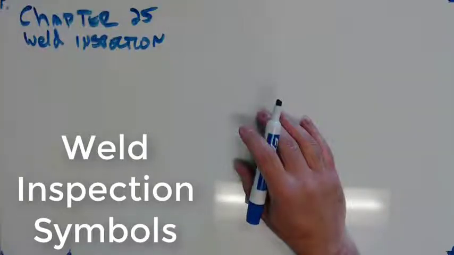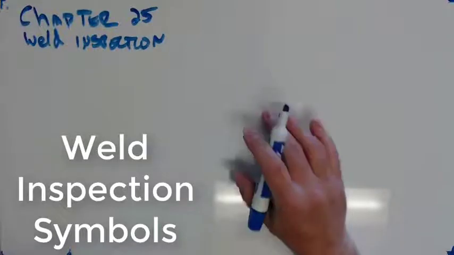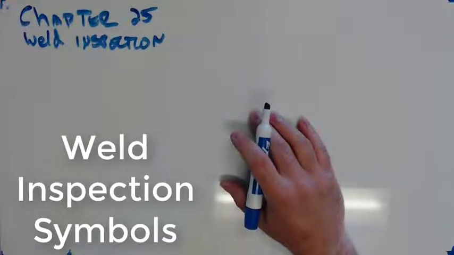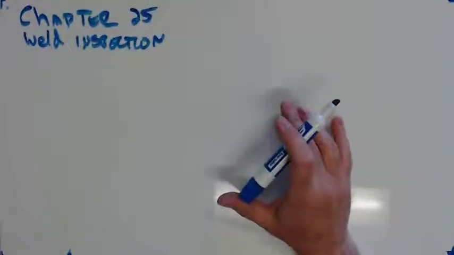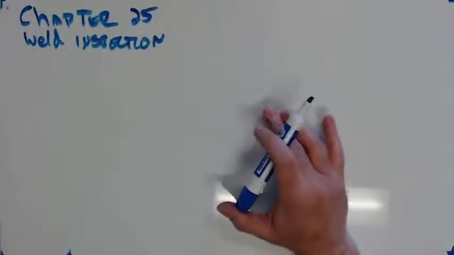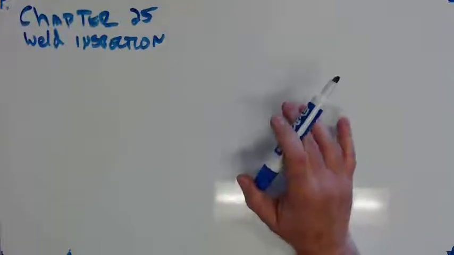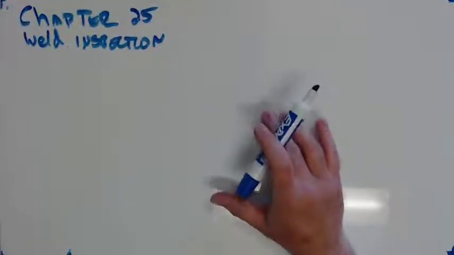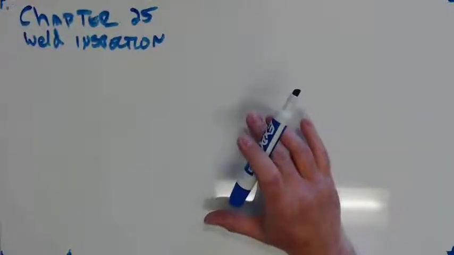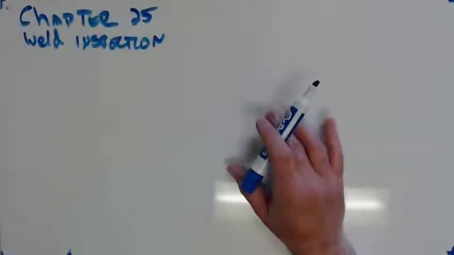Hello, today we're going to talk about weld inspection and primarily how we communicate that through symbols on a drawing. We've already done a pretty big inspection video in the theory class. You can go to that class and review that. This is going to be more related to welding symbols, or how we put inspection symbols into a welding symbol or in the format of a welding symbol.